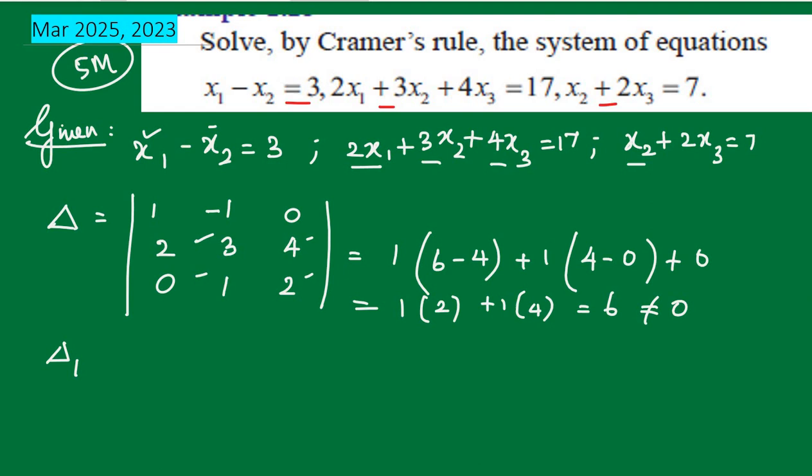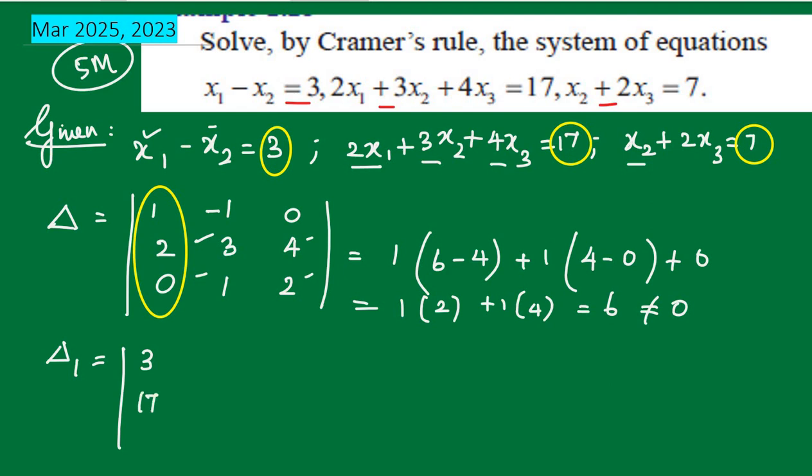How to find this delta 1? Delta 1 is nothing but we replace the elements of the first column by the constants in the three equations. So we get delta 1 here. Now delta 1 will be equal to replacing the coefficients of x by the constants, given as 3, 17 and 7.